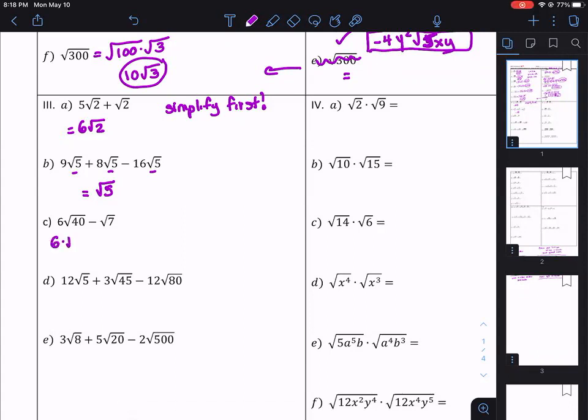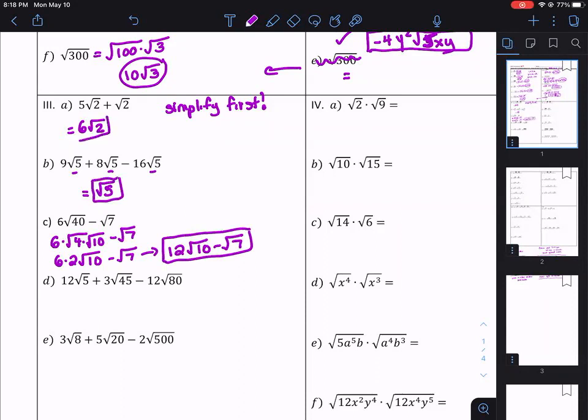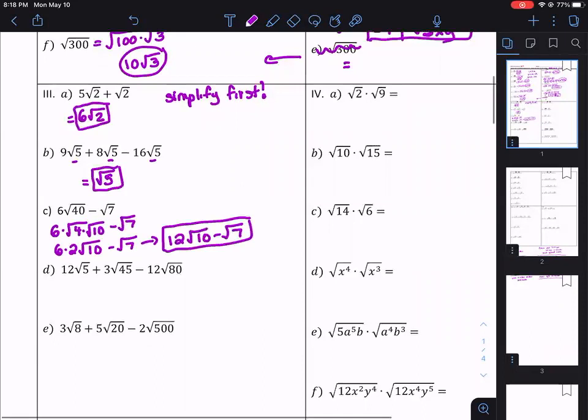For the next one, 40 would be broken into radical 4 and radical 10, which would be 6 times 2 radical 10. And obviously radical 7 cannot simplify. So 12 radical 10 minus radical 7 would be the answer. I guess I should box them in. And you guys should really box in your work for yourselves as well.